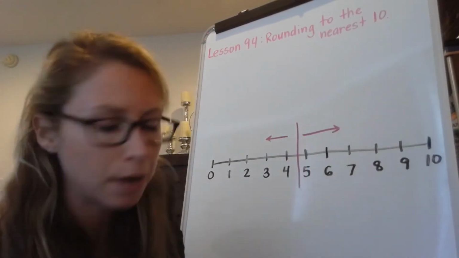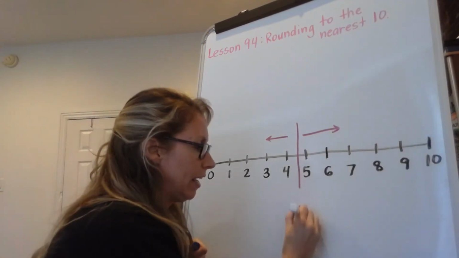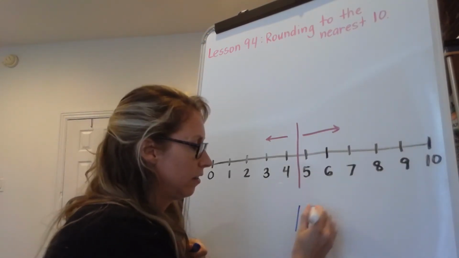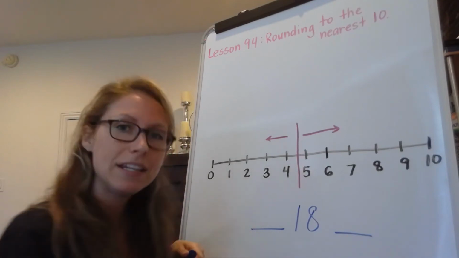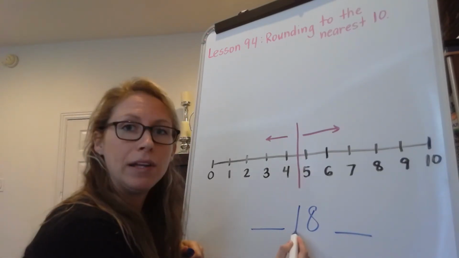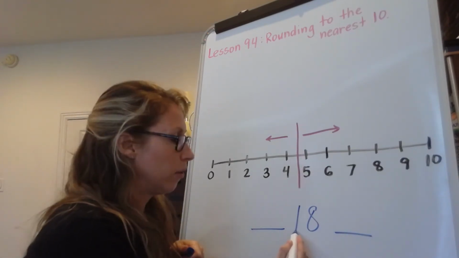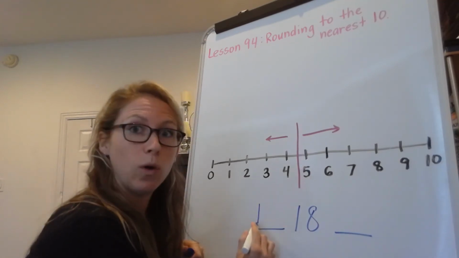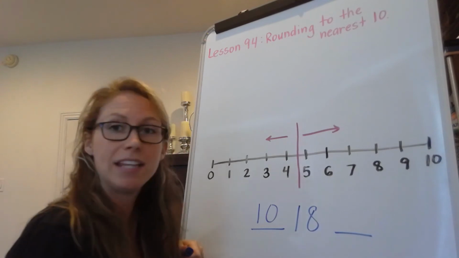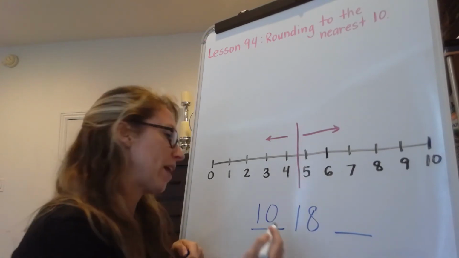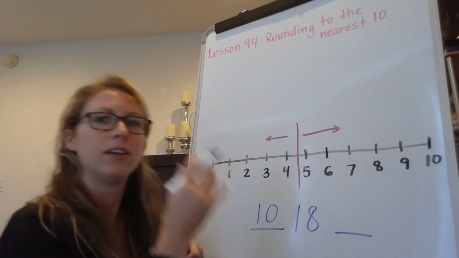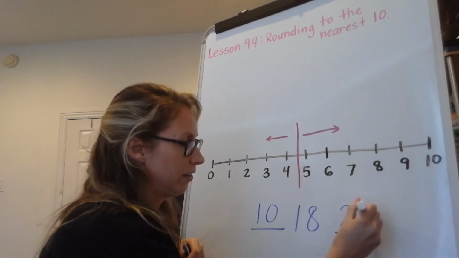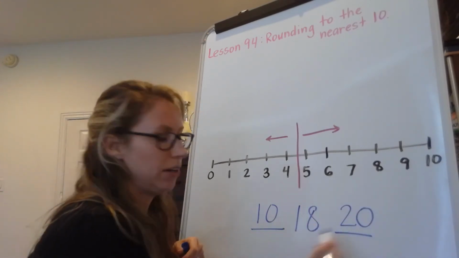What if I have the number 18? 18 has a 1 in the tens column. The 1 tells us that the 10 before it is a 1 with a 0 after it, 10. And so what comes after 10? 10, 20. Good. 20.